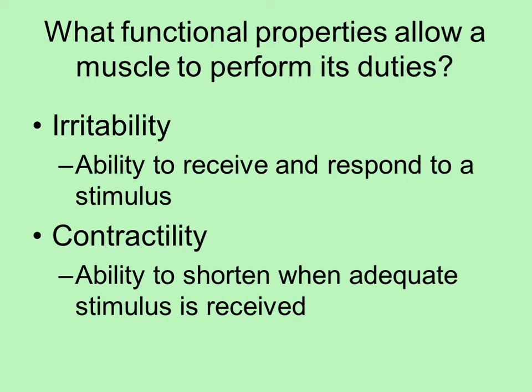Now, in order to understand how a muscle moves, you need to know some of its functional properties. The first functional property I want to talk about is irritability. Muscles are able to receive and respond to messages sent by the brain, sent by the neurons. Muscles are also able to contract, meaning they're able to get shorter and create the movement that we're talking about.